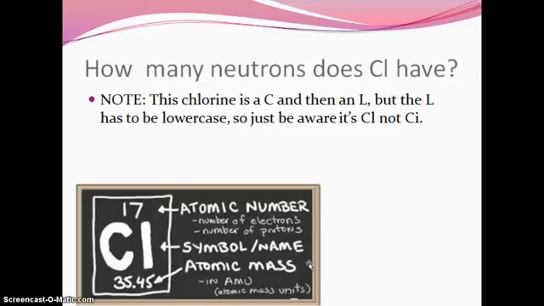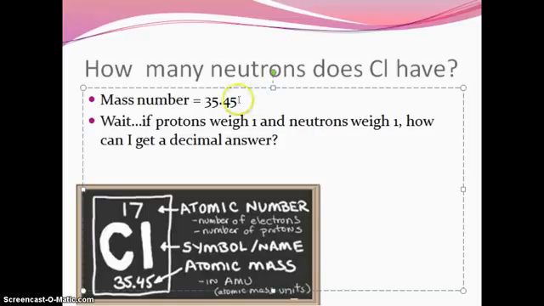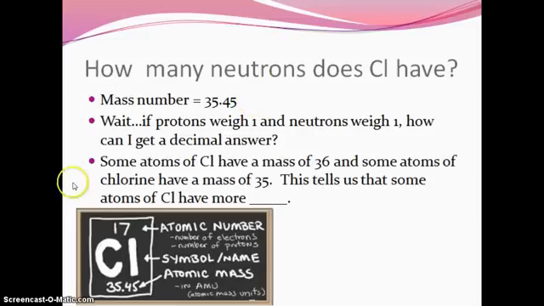So if you know how to do this, hit pause, get your answer. So the mass number is 35.45. Wait, if protons weigh 1 and neutrons weigh 1, how do I get a decimal answer for my mass when I add protons and neutrons? Well, some atoms of chlorine have a mass of 36, and some atoms of chlorine have a mass of 35.